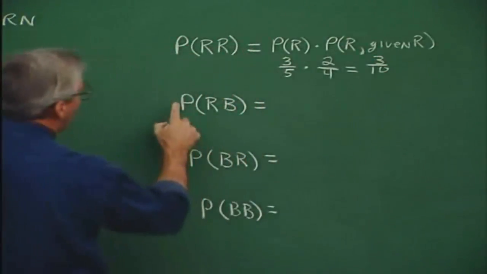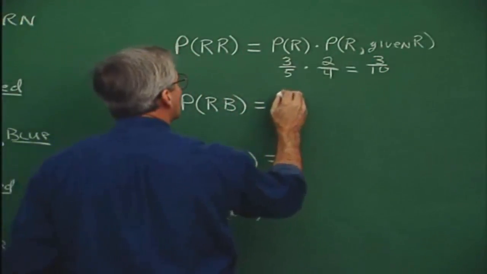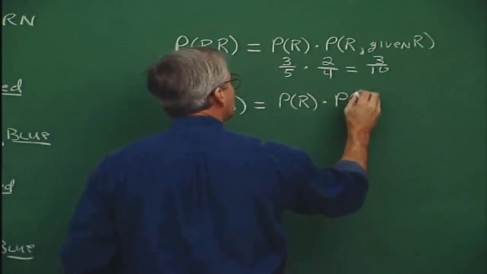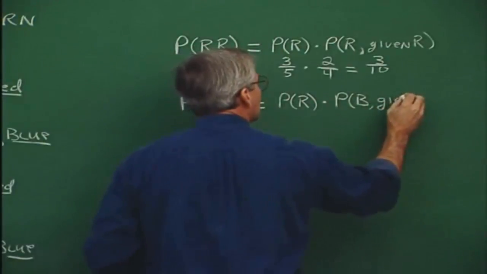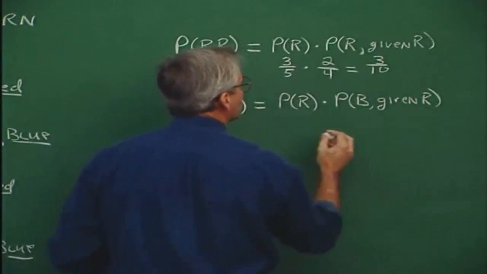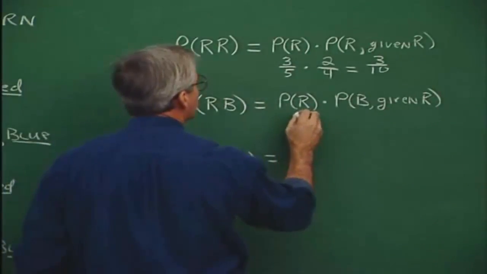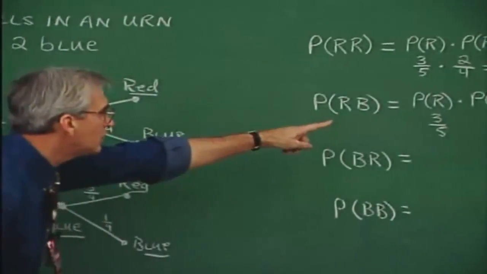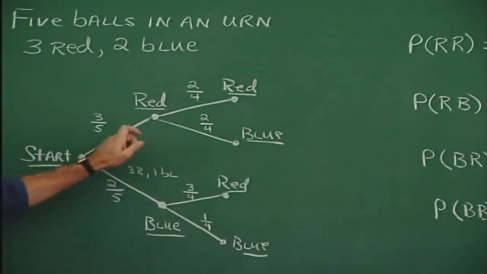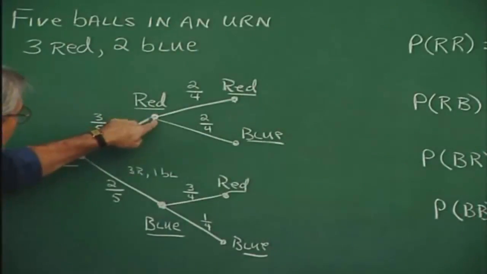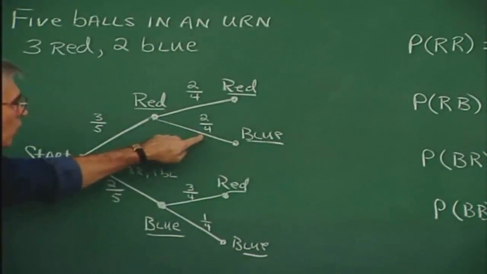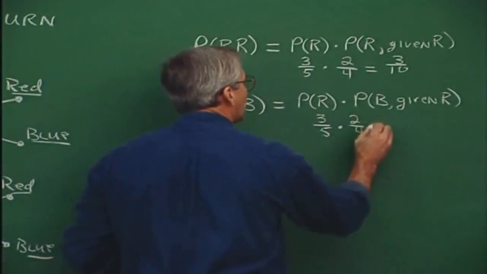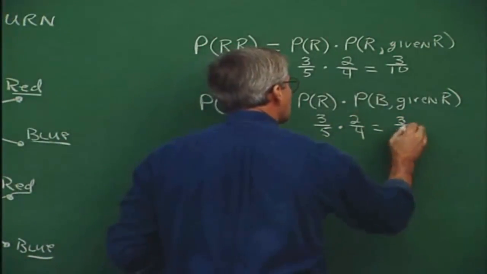And then for the next one, the probability of red, then blue, is the probability of red times the probability of blue given red. And we just look over at the chart. The probability of red here is 3/5. We know that pretty much. But the probability of blue given red, let's come back over here. So blue given red, what's the blue? All right, that's the 2/4. So we have 2/4 once again. And that also turns out to be 3/10.